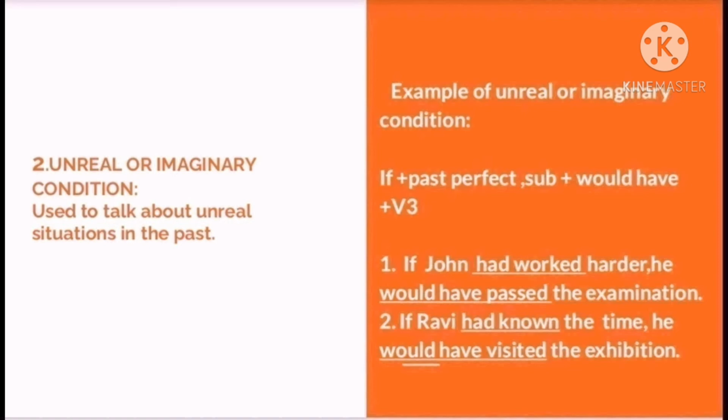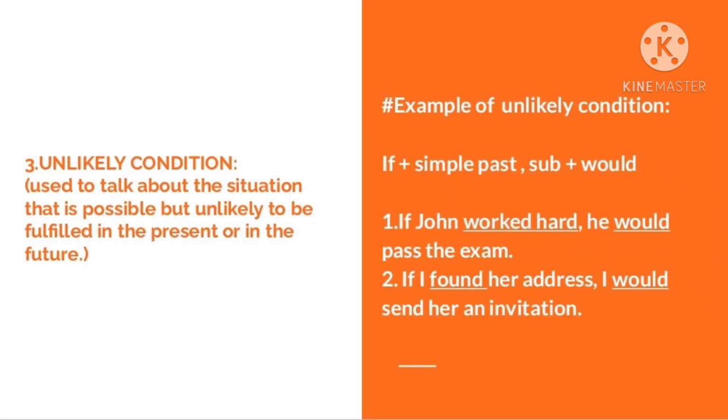Look into the second example. If Ravi had known the time, he would have visited the exhibition. This example tells us that Ravi did not know the time, so Ravi did not visit the exhibition. Here we are looking back into the past and we are saying if Ravi had known the time earlier, he would have visited the exhibition. So here Ravi did not know the time, so he did not visit the exhibition.